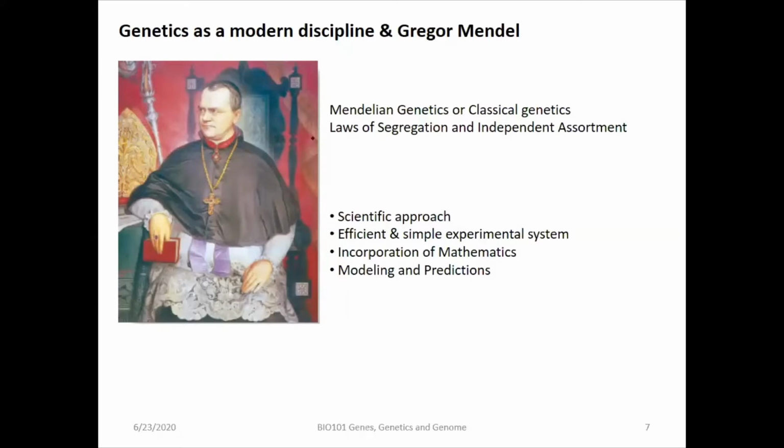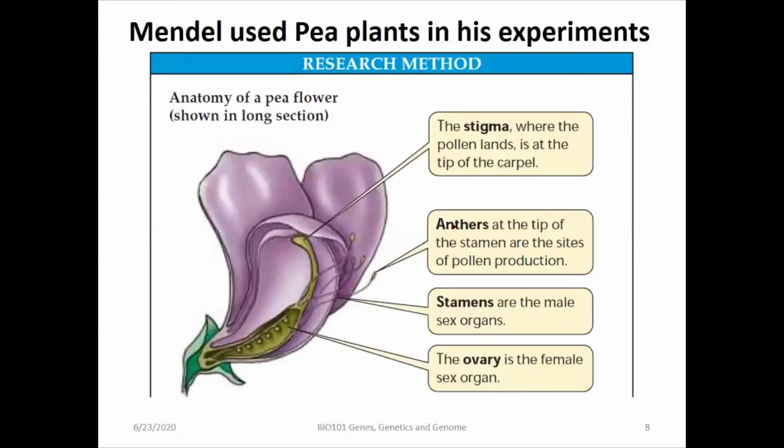And he used a very scientific approach, with the help of modeling and predictions using some common, simple math, and he became very successful. So let's see what he did. He used a living organism, he chose pea plants. And the beauty of the pea plant was, it contains a male part, which is the anther, which contributes the pollen grain, which acts just like sperm cells in humans or other animals.